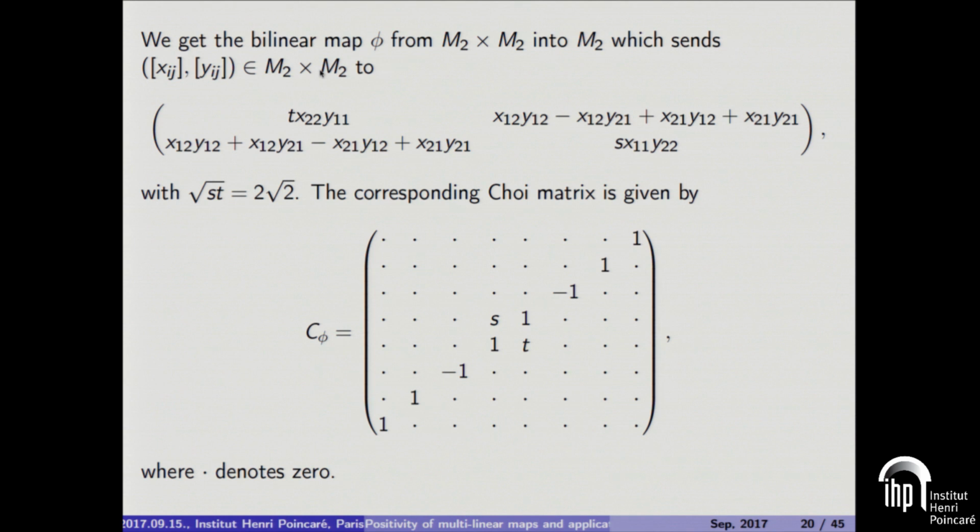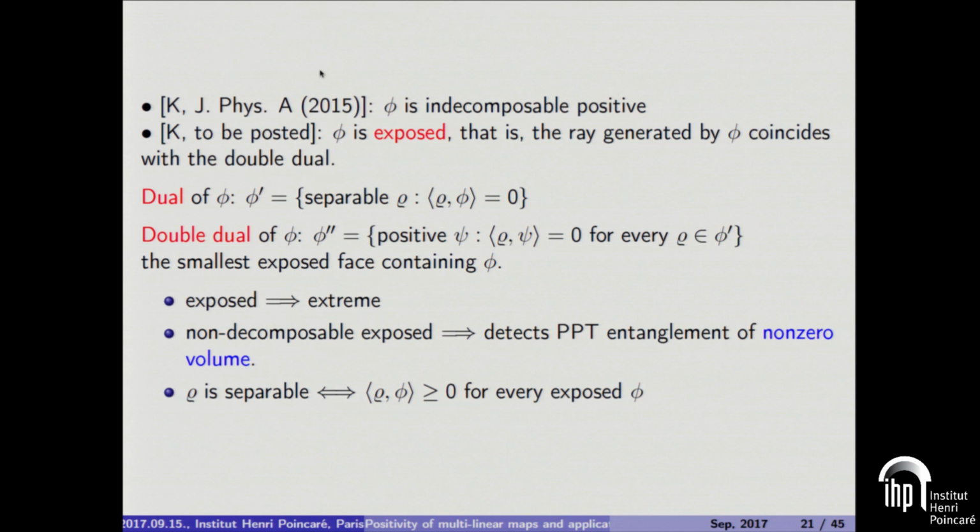Okay, the norm we just constructed has a very interesting property. It is, of course, non-decomposable, as we intended. Furthermore, it is exposed. In a sense, the ray generated by phi coincides with the double dual. The dual object is the set of all separable states, which is killed by the map phi, and the double dual is defined in the same way. Then this double dual of phi must be the smallest exposed face containing phi. The map phi is exposed if and only if this double dual coincides with the ray generated by phi.